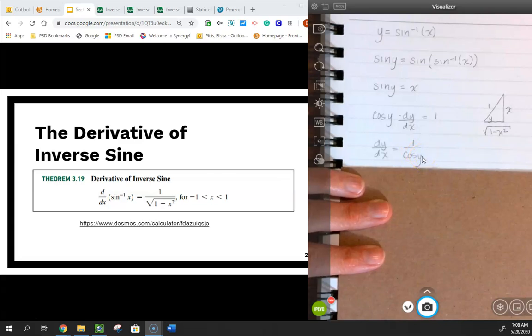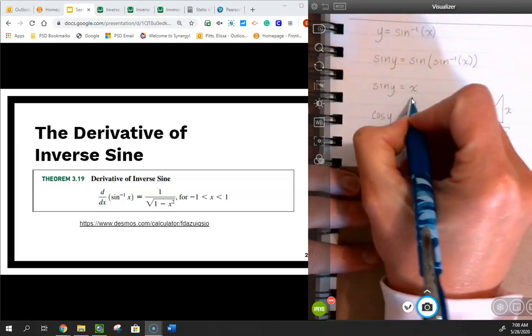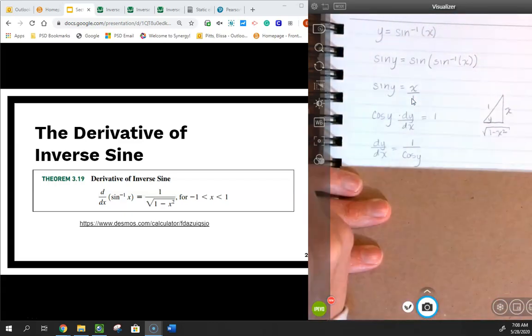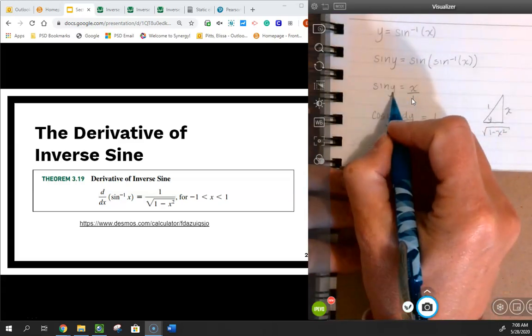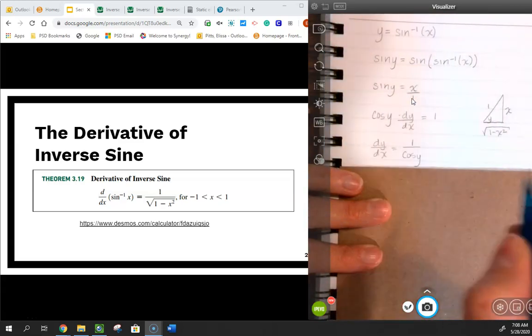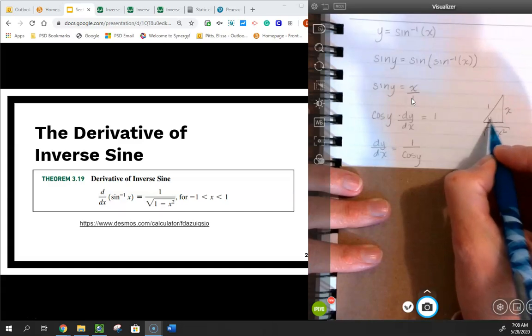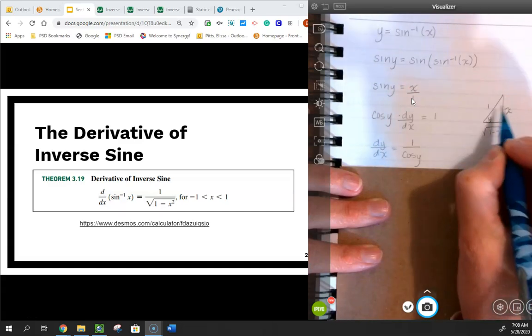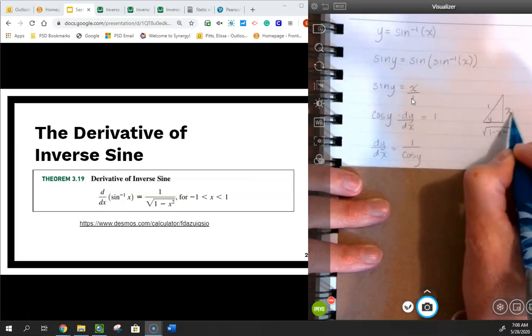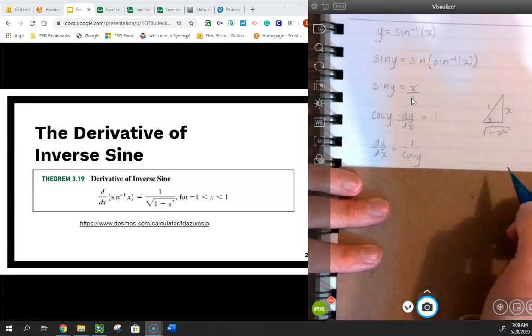But we want to be able to write this derivative in terms of the variable x. And so what we're going to do is use a triangle to figure out how we can write cosine of y in terms of x. I use this relationship here, sine of y is equal to x, and I could even say sine of y is equal to x over 1. Well, I know that sine is opposite over hypotenuse, so opposite has to be x. The hypotenuse is equal to 1.